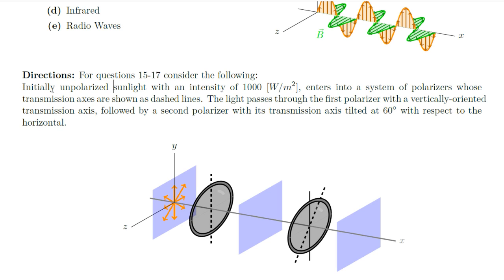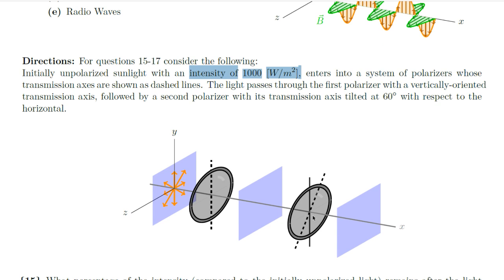We have initially unpolarized sunlight with an intensity that's given 1,000 watts per square meter, enters into a system of polarizers. So you see there are 2 polarizers in the system. The transmission axes are shown as dashed lines. So for instance, on this first polarizer, you can see the dashed line goes perfectly up and down. It's called vertically polarized. So the light passes through the first polarizer with a vertically oriented transmission axis. The second polarizer has its transmission axis tilted at 60 degrees with respect to the horizontal.